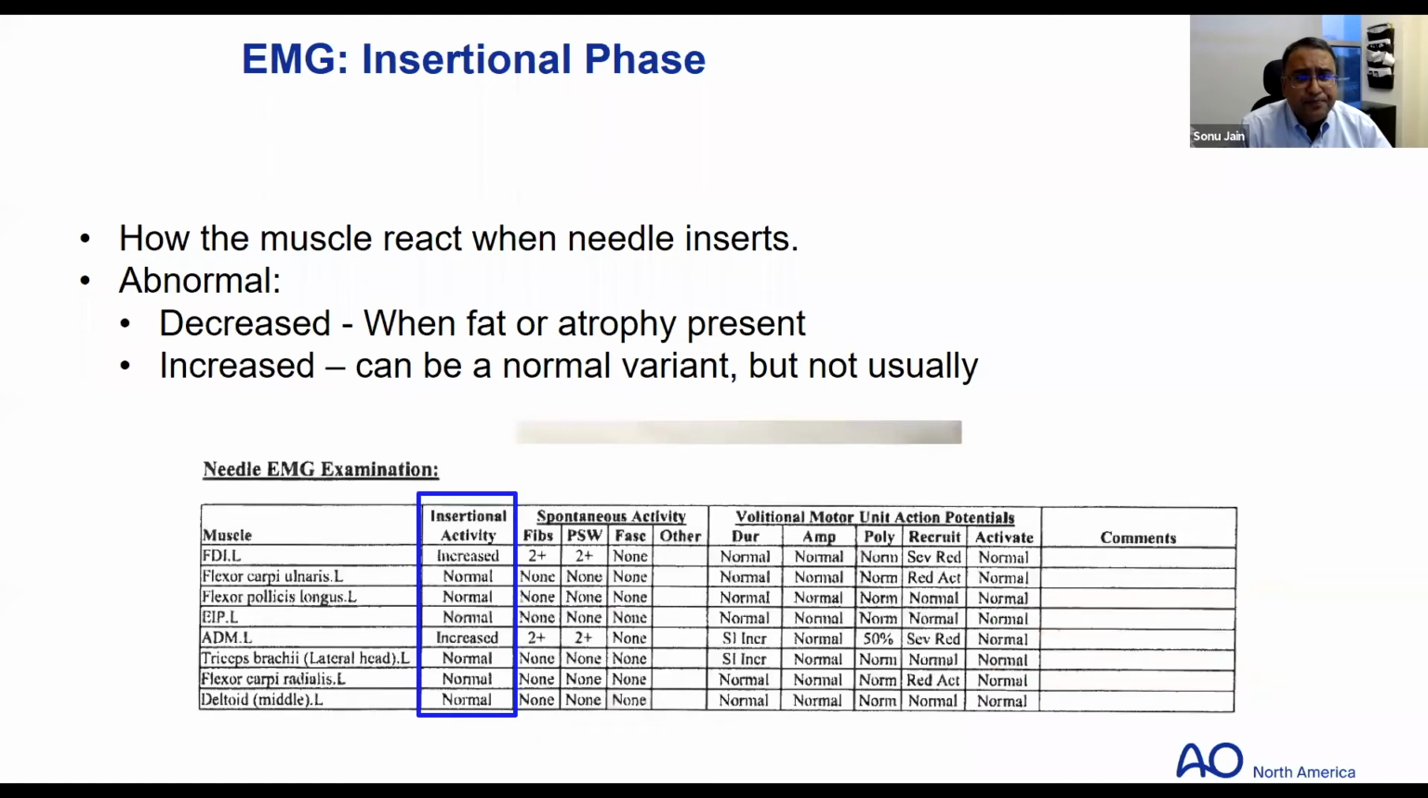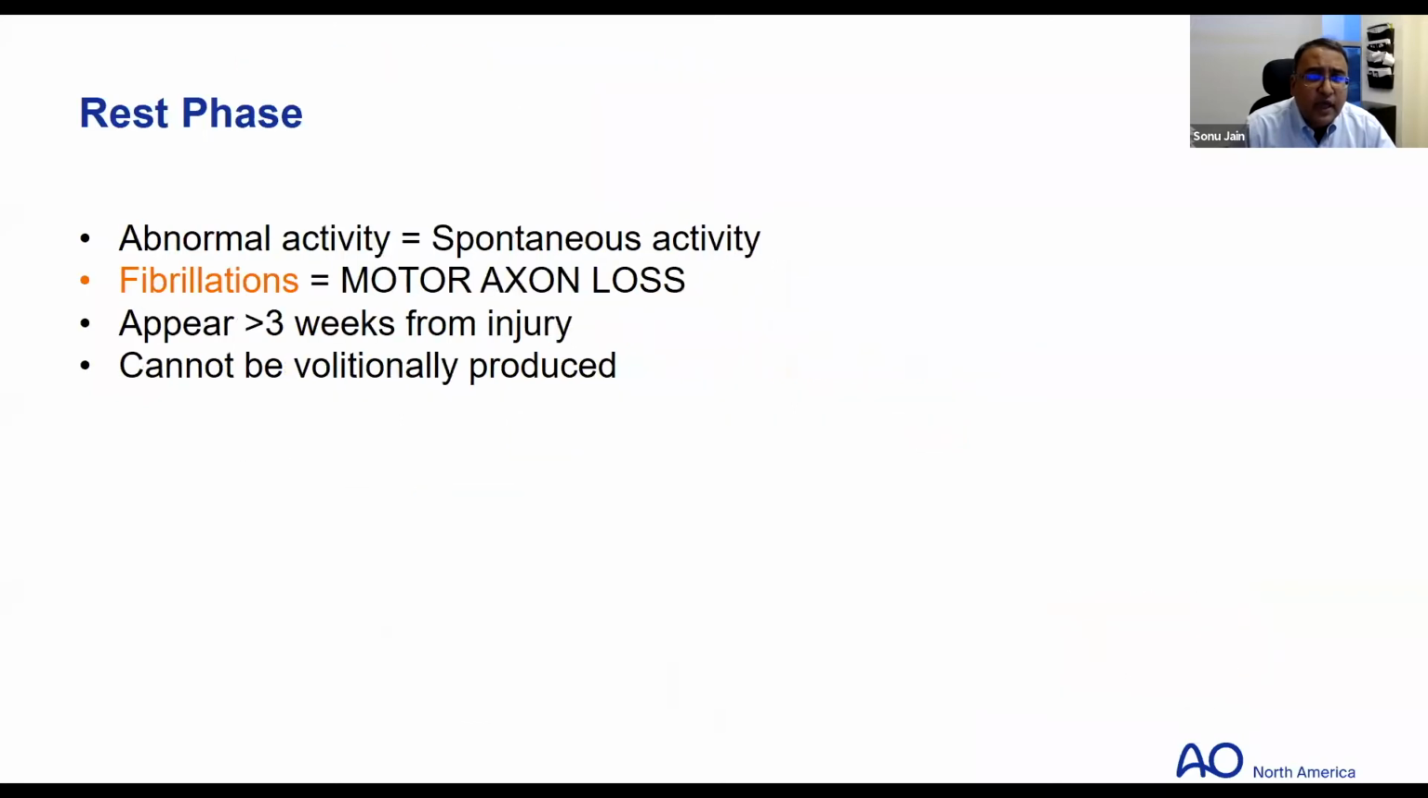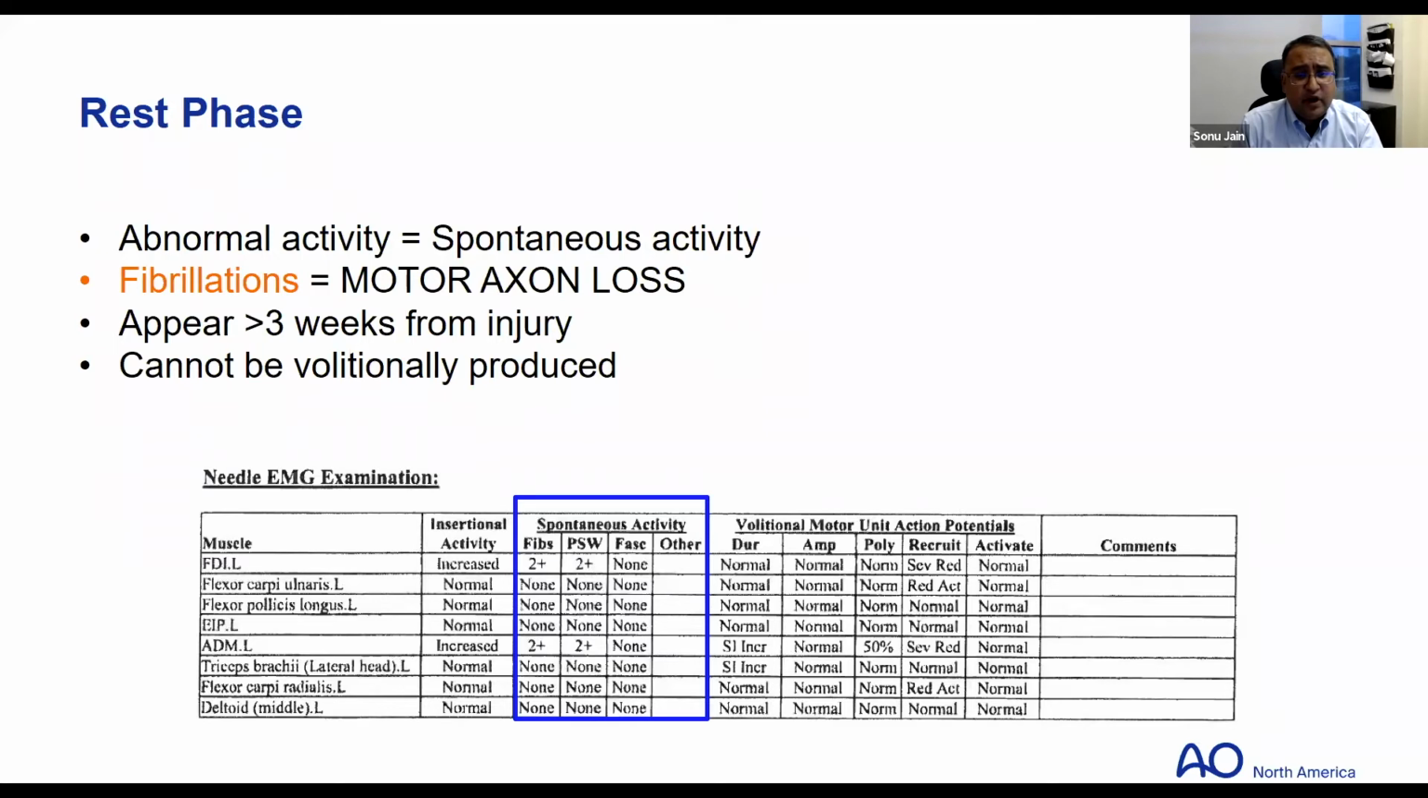Then you have how the muscle reacts when the needle inserts. So this is the graph that shows you that in this ulnar nerve, the first dorsal interosseous shows an increased insertional phase. And then the rest phase will show you the motor axon loss, and you get the fibrillations. That is spontaneous, and they can appear about 3 weeks from injury. You cannot control this. It's not volitional. So you can see here on the EMG the fibrillations and sharp waves right here in the spontaneous activity.